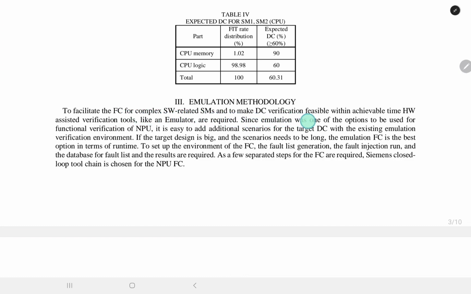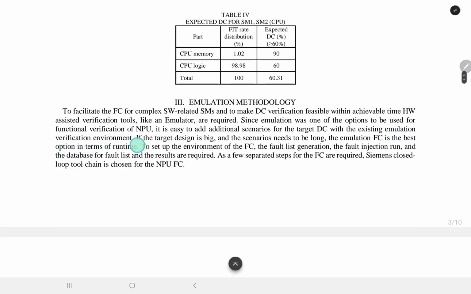Since emulation was one of the options to be used for the functional verification of the NPU, it is easy to add additional scenarios for the target DC with the existing emulation verification environment. If the target design is big and the scenario needs to be long, the emulation fault campaign is the best option in terms of runtime.